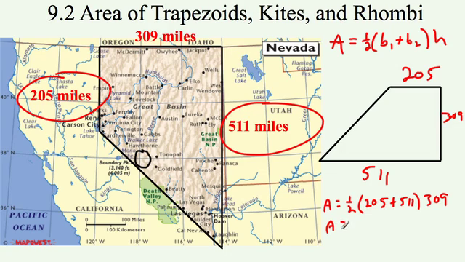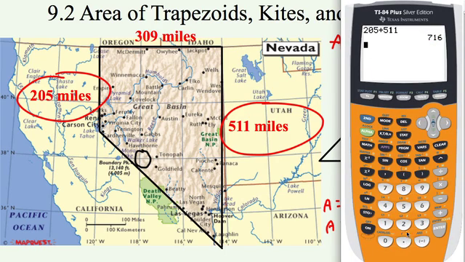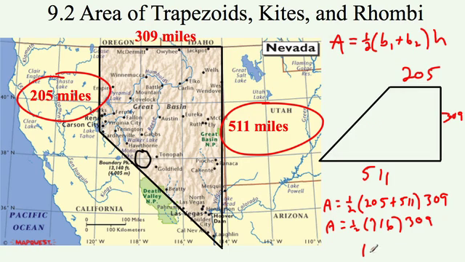If you want to do it all in one step in the calculator, you can, but this is 716 times 309. Now let's just multiply that all together. We've got 0.5 times 716 times 309. What's that going to give me? The area of Nevada is 110,622 square miles. So pretty awesome. If you're ever curious what the square mileage of Nevada is, now we know.